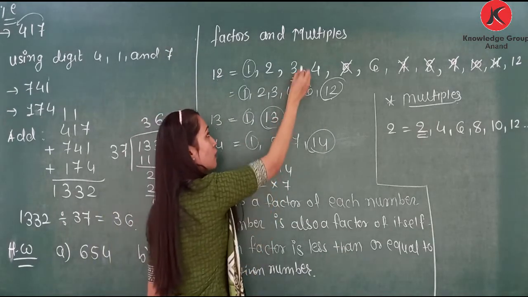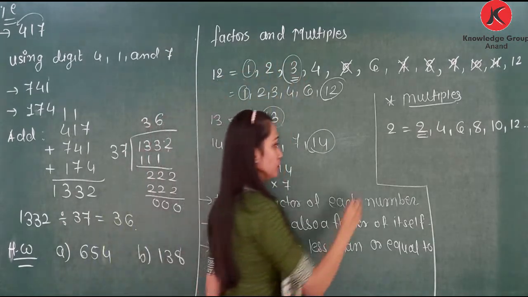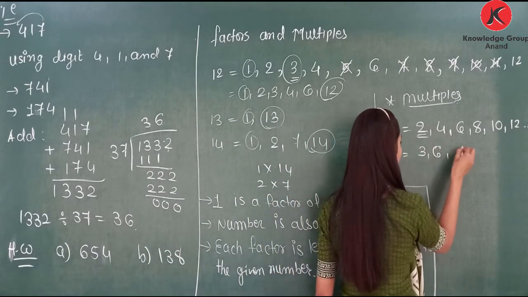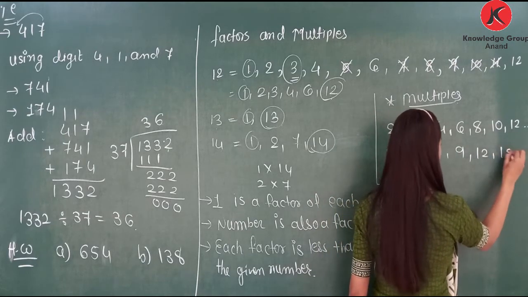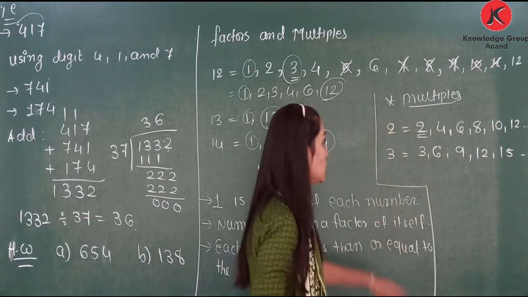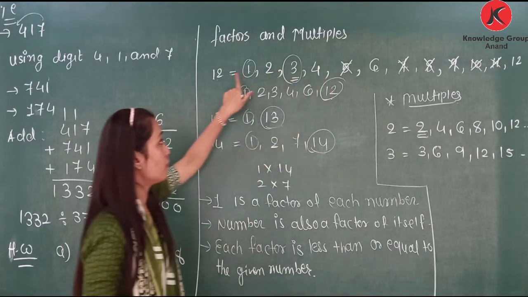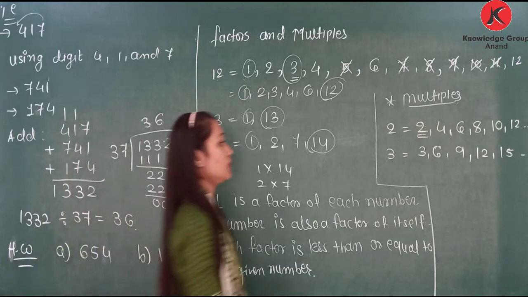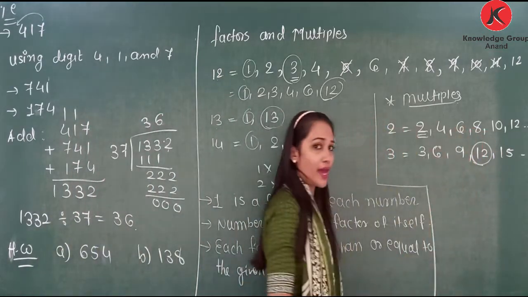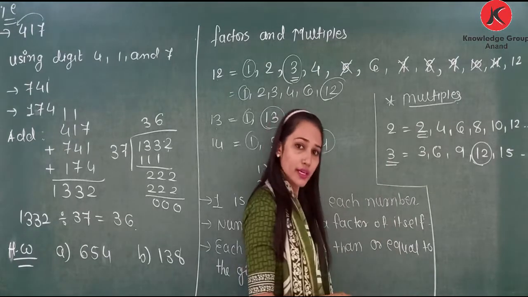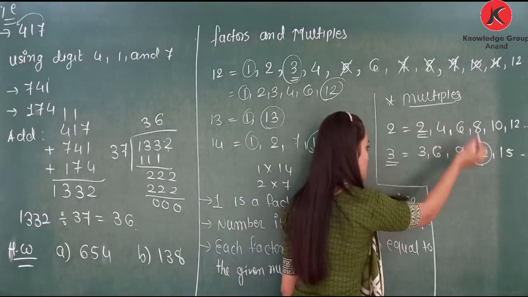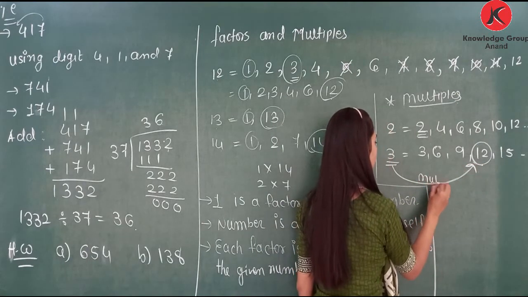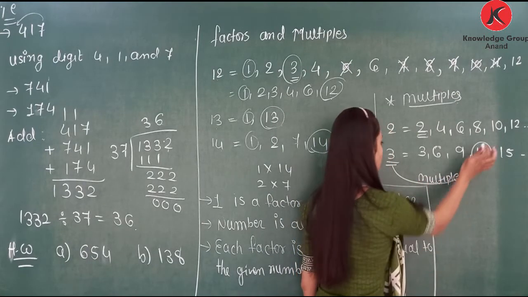So if we find the multiples of 3, let's write multiples of 3. 3 ones are 3, 3 twos are 6, 3 threes are 9, 3 fours are 12, 3 fives are 15. So each factor has a multiple of the given number. Here for 12, if we take out a factor of 12, that is 3, then a multiple of 3 is 12. So here 3, 12.